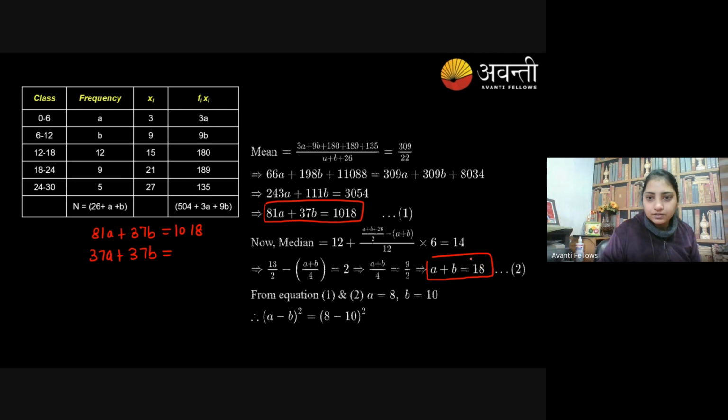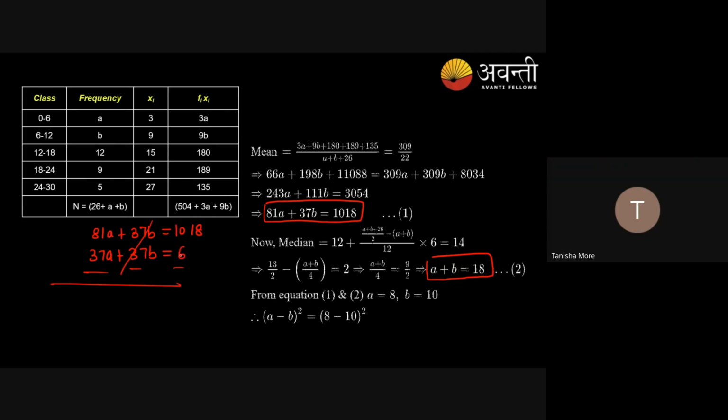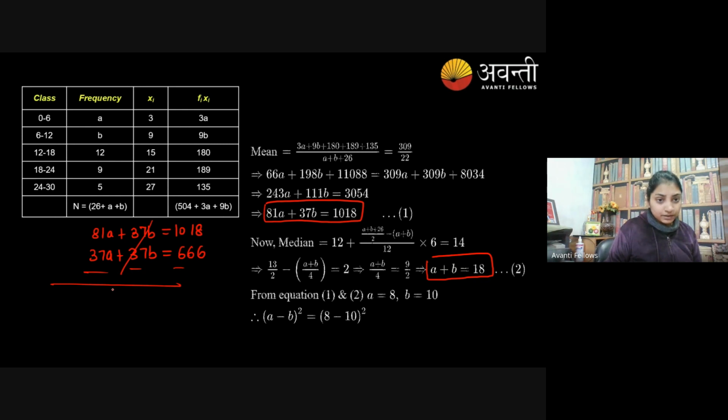What should it be? How much will it come, children? Then subtract these parts. This will be cancelled. So you just got 6. How much did it come? 666. Okay. So subtract these two things.